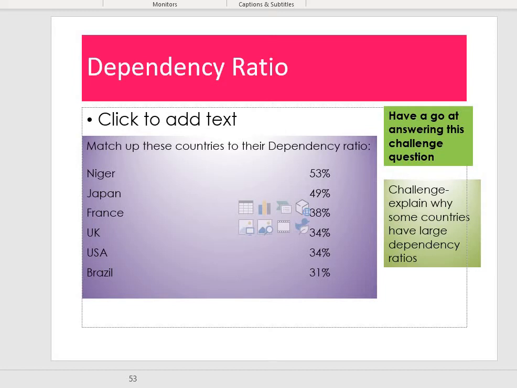taxpayers, on the workers. France, UK, USA, Brazil, they have got a more balanced population, as we can see. So about a third of the population are dependents. But for countries like the UK and France, that figure is getting bigger as our birth rates continue to drop and people are living longer and longer lives. So we'll start to see this move upwards and maybe be a bit more of a reflection of what it is like in Japan. So now that I've explained that, have a go at answering that challenge question in your notes, please.